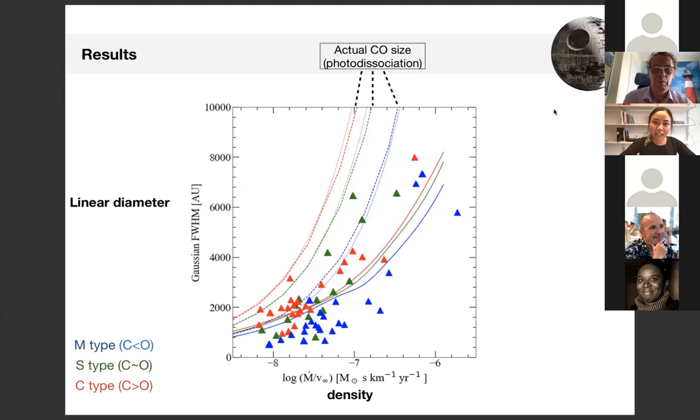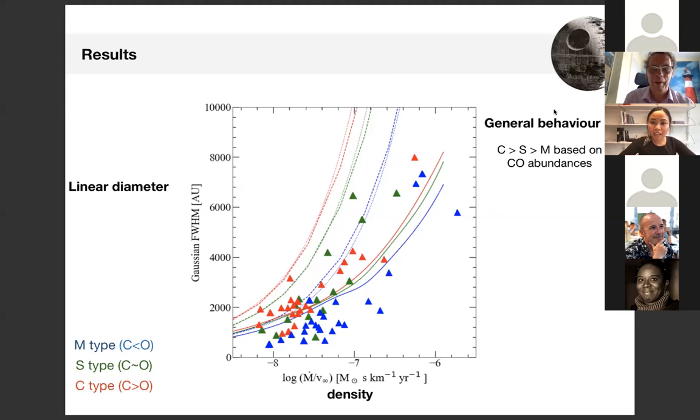And the different lines that you see, the dashed lines, represent the CO photodissociation sizes that I mentioned before. So these are from photodissociation models. And after running those through radiative transfer modeling for the transition 2-1, we get the solid lines. So the solid lines represent what we expect to observe in CO 2-1. So we can compare directly what we observe with those solid lines.